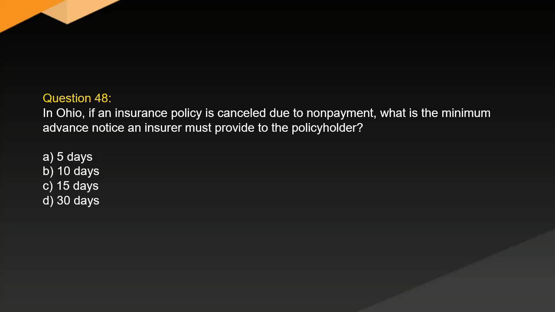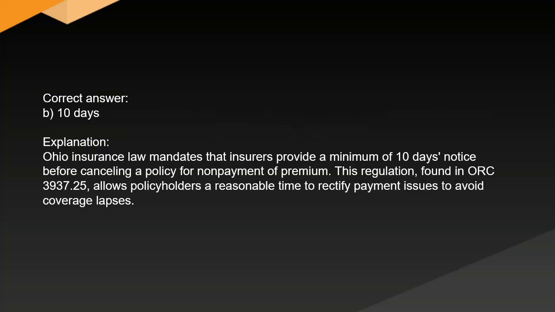Question 48. In Ohio, if an insurance policy is canceled due to non-payment, what is the minimum advance notice an insurer must provide to the policyholder? A. 5 days. B. 10 days. C. 15 days. D. 30 days.